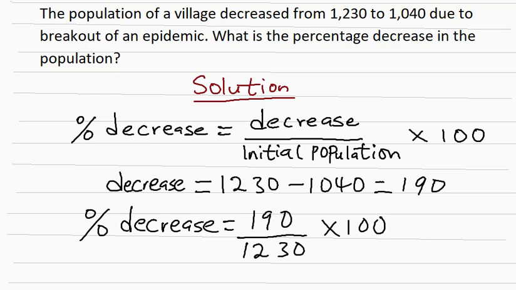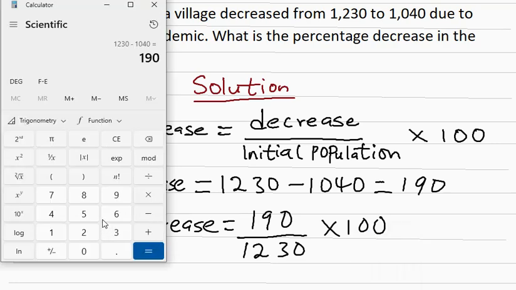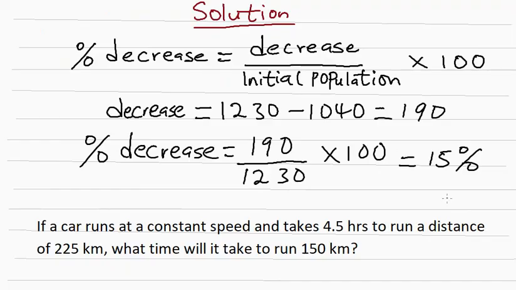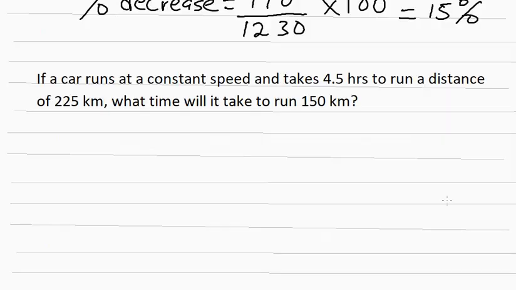So 190 divided by 1230. Approximately 15%. All right, so I have another question here.